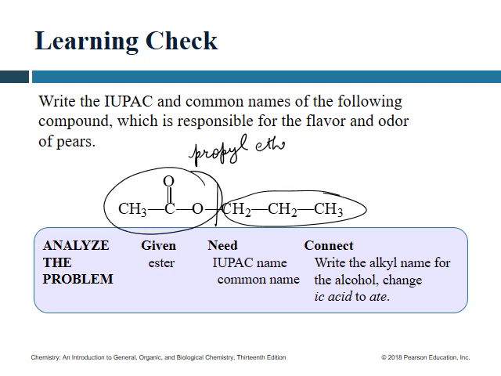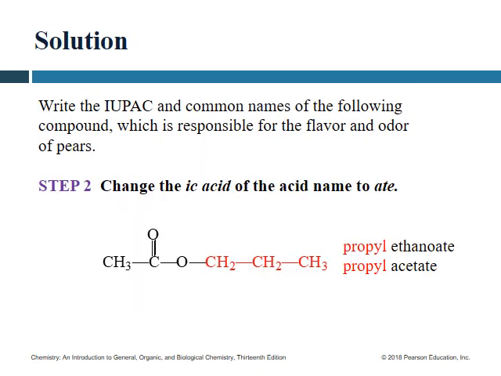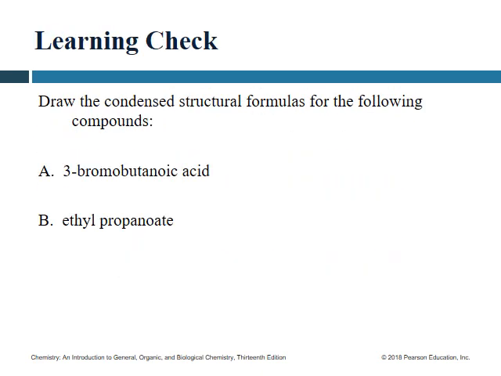Perfect, propyl ethanoate. Good, this is 2 carbon, 1, 2, so it is ethanoate. Okay, now the question is, draw the condensed structure formula for the following compounds. Condensed is when you show carbon bonds, but you don't show the carbon-hydrogen bond. Okay, so the question is 3-bromobutanoic acid.